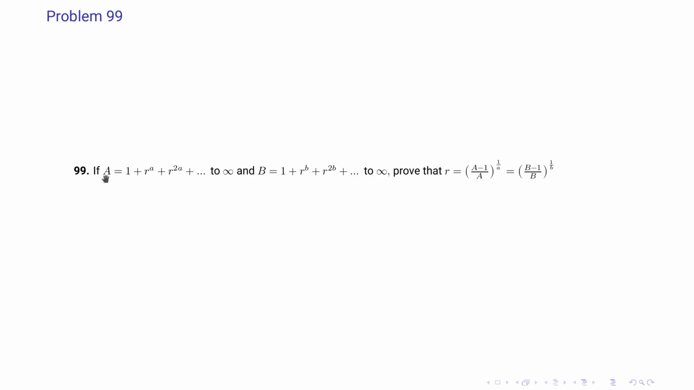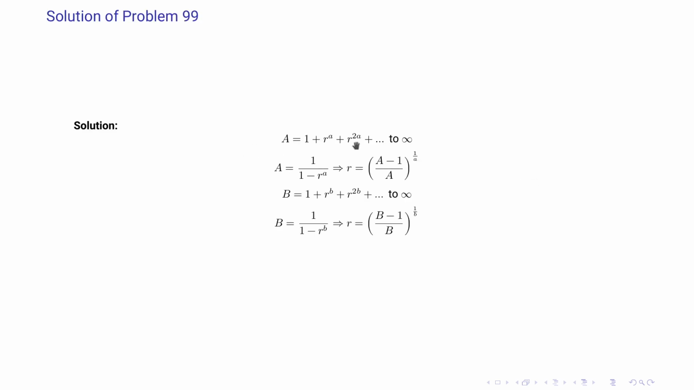Problem number 99 says that if A is equal to 1 plus r to the power a plus r to the power 2a up to infinity, and B is equal to 1 plus r to the power b plus r to the power 2b up to infinity, prove that r is equal to (A minus 1 by A) whole to the power 1 by small a is equal to (B minus 1 by B) whole to the power 1 by small b. So it's a very straightforward problem.